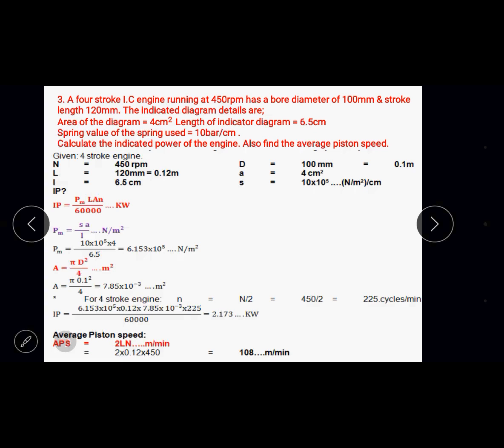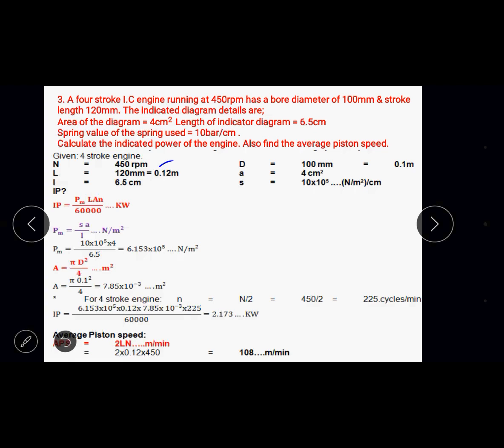So crankshaft speed or engine speed is given. Capital N is 450 RPM. And then bore diameter is given. As I told you, piston diameter and bore diameter are both the same. Bore indicates the inner diameter of the cylinder. Since the inner diameter of the cylinder will be tightly fit with the piston, the piston diameter and the inner diameter will be one and the same.